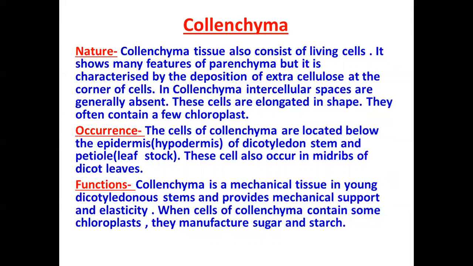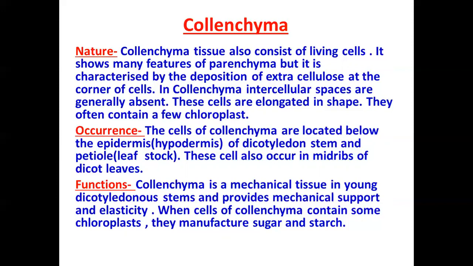Now, where it is generally present: the cells of collenchyma are located below the epidermis, that is hypodermis, of dicotyledonous stem and petiole, that is leaf stalk, that is in the outer region of the cortex. These cells also occur in the midribs of dicot leaves. Collenchyma is absent in monocot stems, roots, and leaves.